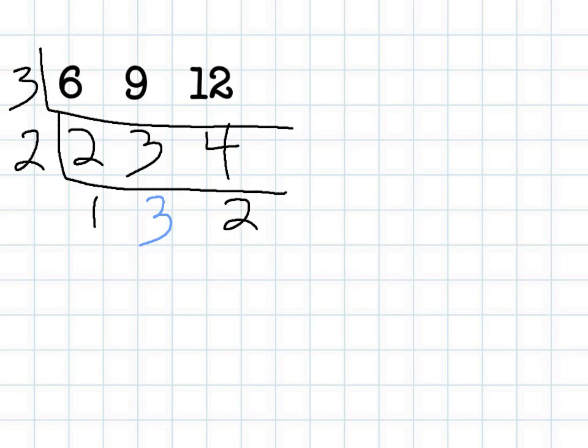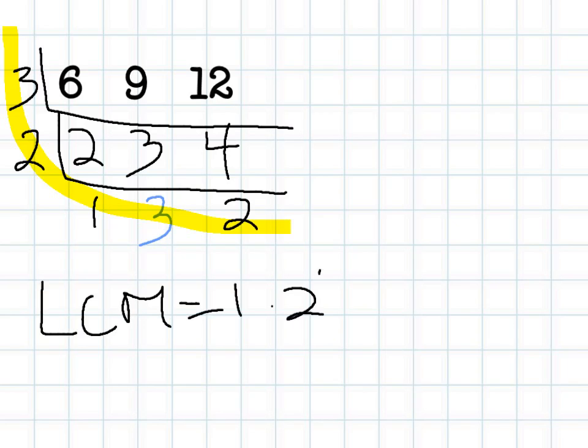Now, if you look at the numbers that we have on the bottom row, there is nothing that goes into 1, 3, and 2, which means we have finished the factorization. So now we can find our LCM. Our LCM is 1 times 2 squared times 3 squared. Well, 2 squared is 4, and 3 squared is 9, and 4 times 9 is 36. So your LCM is 36.